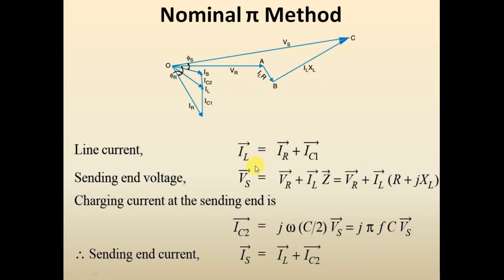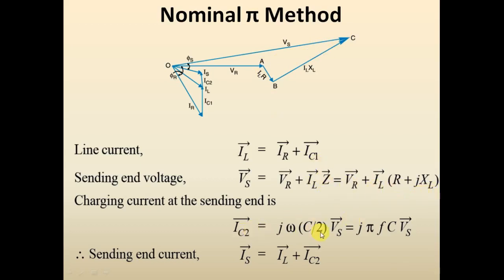Now IL can be written as the sum of vector IR and IC1. Either from this vector diagram we can write, or we can write it from the equivalent circuit also. Similarly, VS can be written as the sum of vector VR and vector IL into Z. IL into Z is not shown here. Whenever you are drawing the vector diagram, you must mark that also as a dotted line. Instead of Z, we can make the substitution R plus j XL.